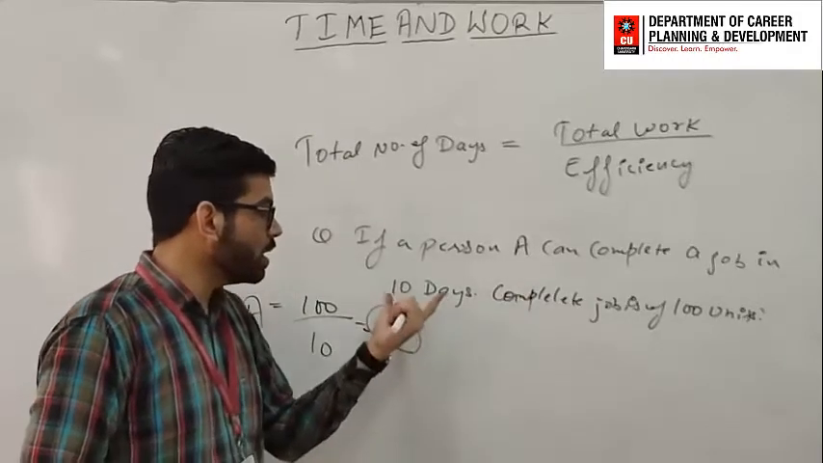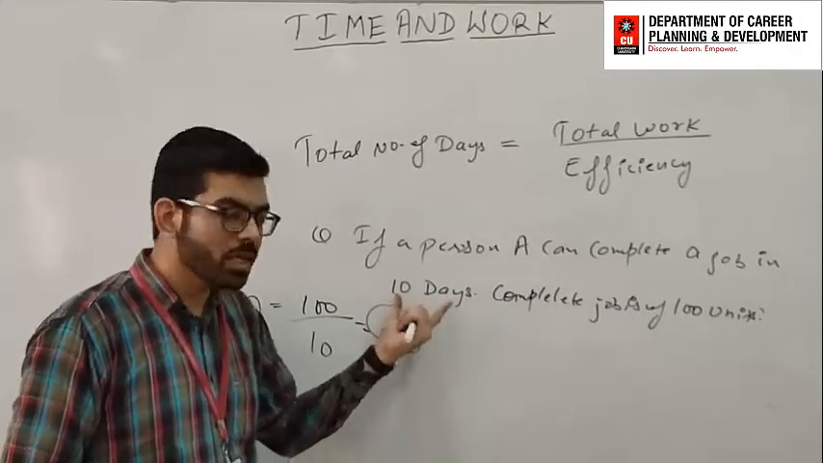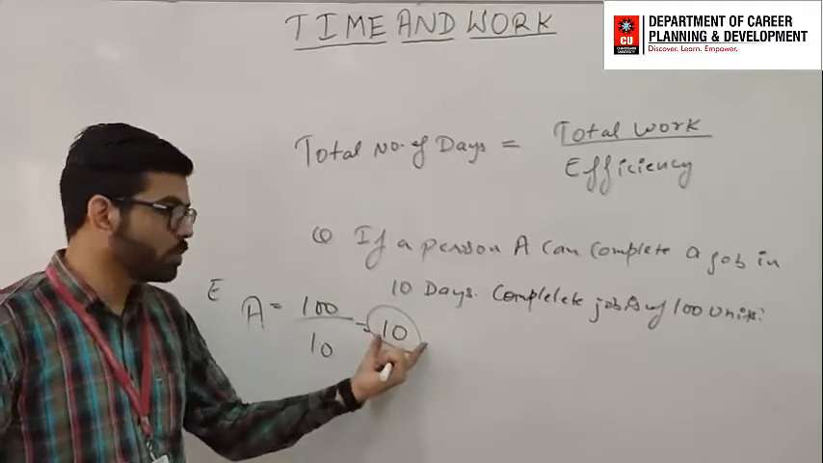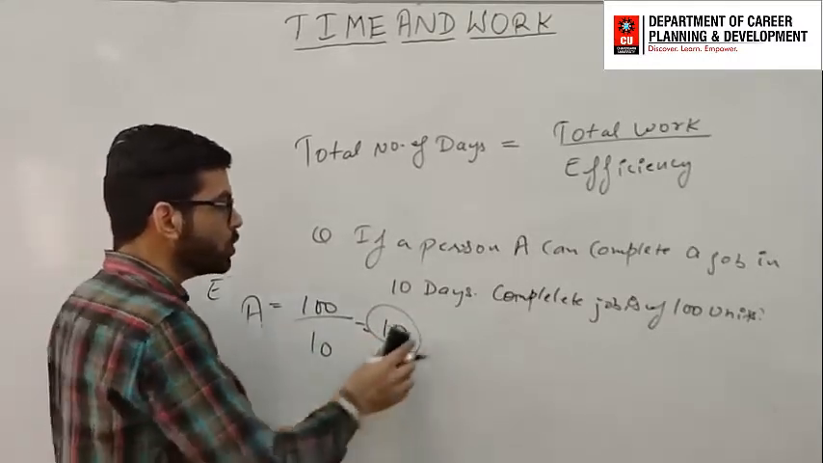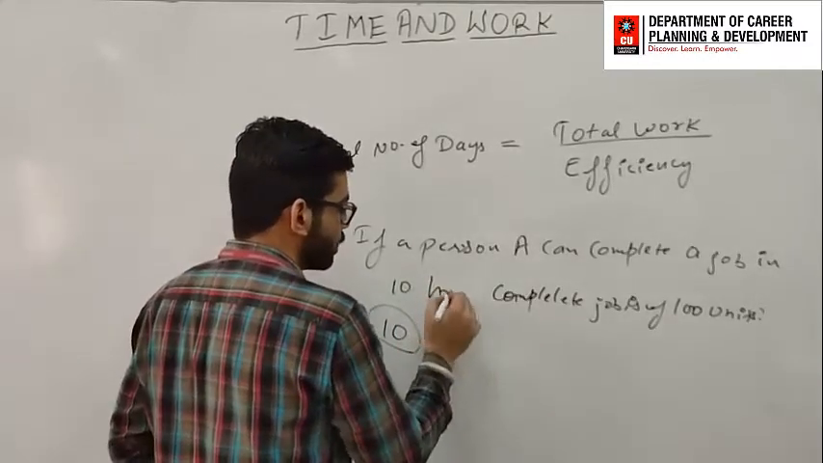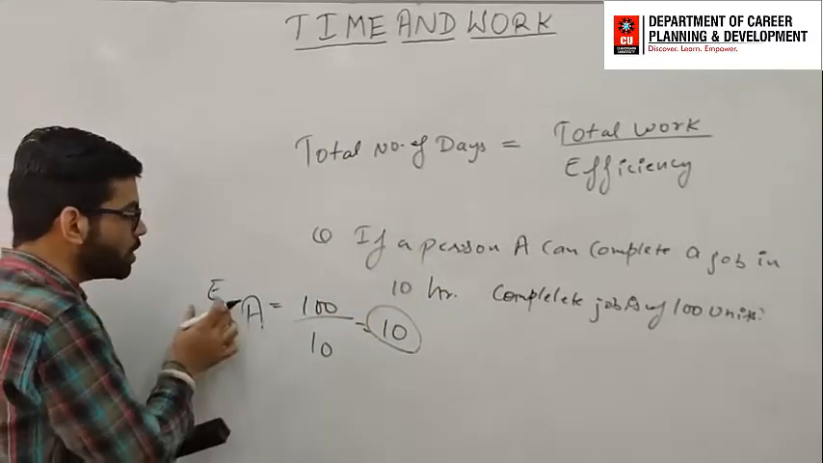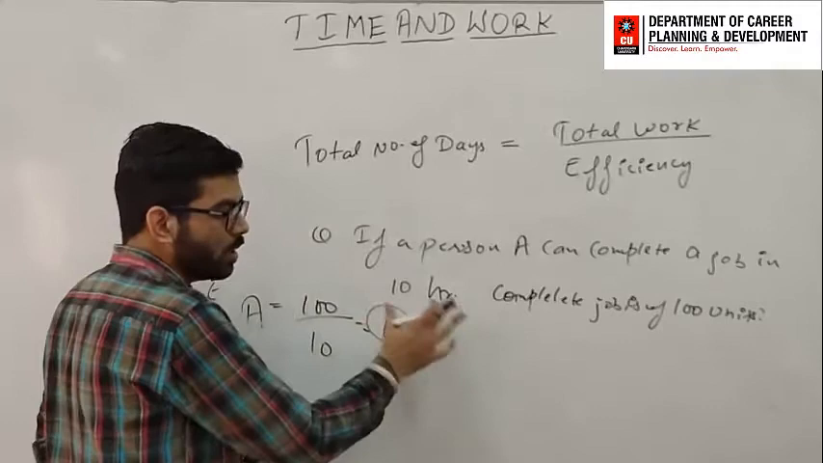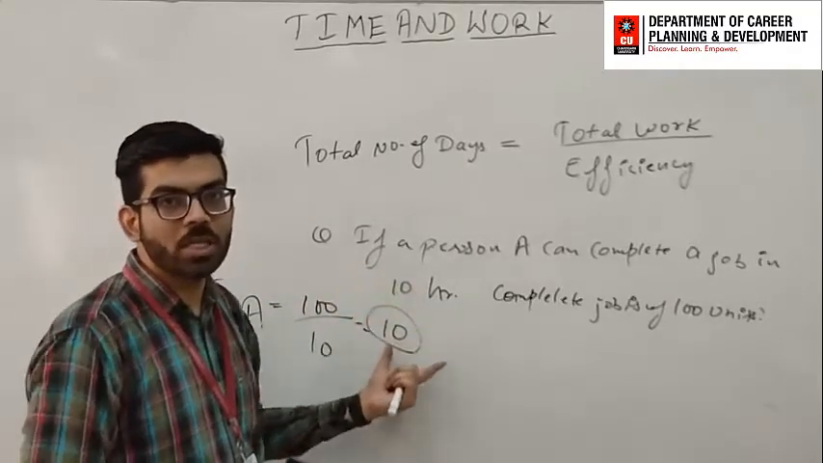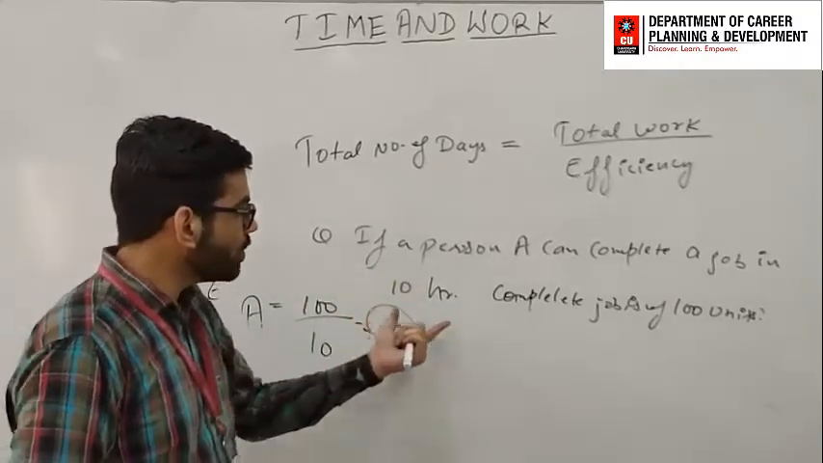Because in this question the information is given in terms of days, we calculate efficiency in terms of days. If the question is in hours, that A can complete a job in 10 hours, then the efficiency of A comes out in terms of hours. As per the question, the efficiency will be calculated. Okay, let's see one more thing.